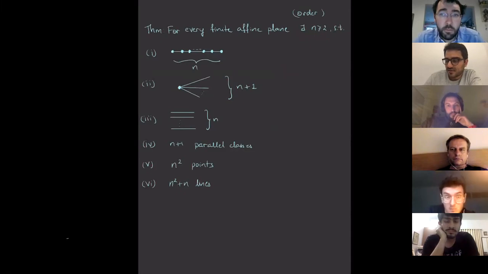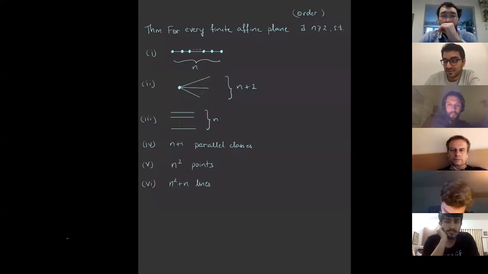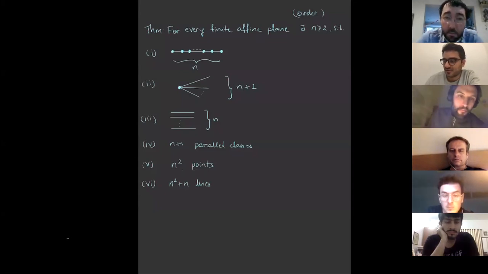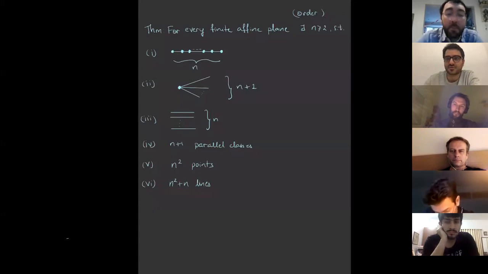And then every parallel class, so equivalence class of this relation, the parallelism, each of them has exactly n lines. So there are n lines in each parallel class. There are in total n plus 1 parallel classes. You can find out the total number of points, which is n squared, and then the total number of lines as well, in terms of this one parameter n, right? It's a very fascinating thing that just from those two axioms, you could derive so much.